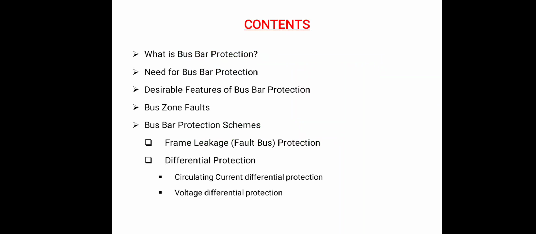We will be starting with some introductions of busbar, then what is busbar protection system, what is the need for busbar protection, what are the essential and desirable features of busbar protection, what are the various causes for bus zone faults, and different busbar protection schemes. Under these schemes, we will study the frame leakage protection or fault bus protection and differential protection. Differential protection has two types: circulating current differential protection and voltage differential protection.